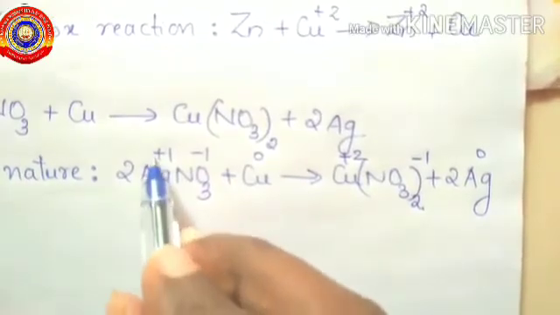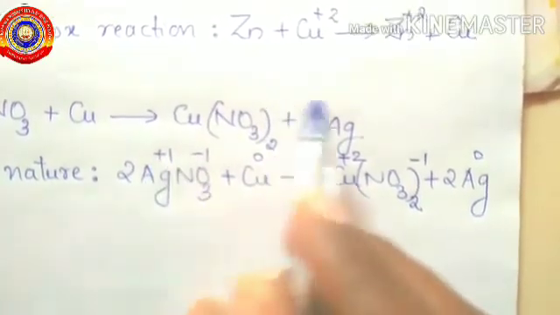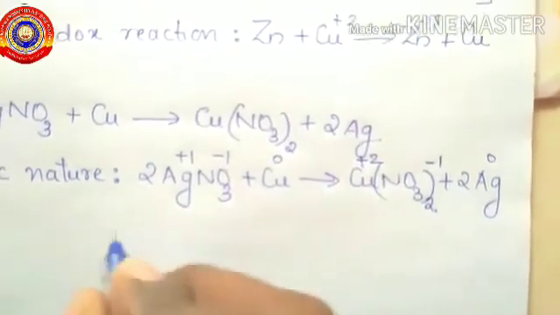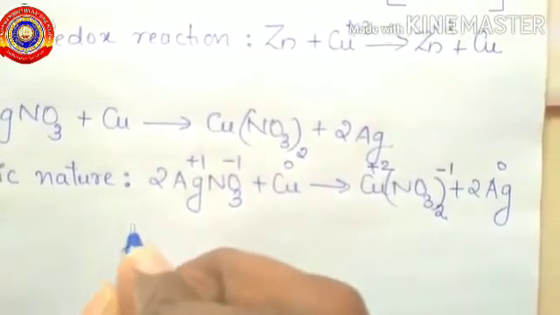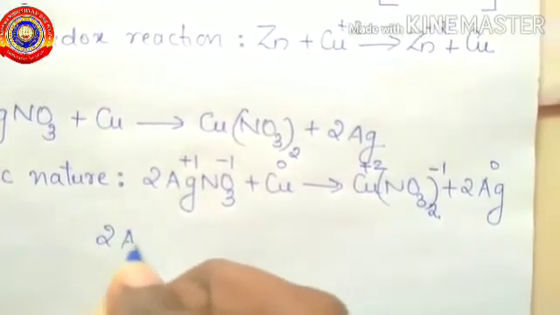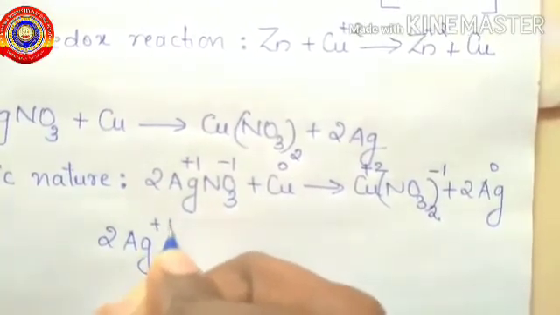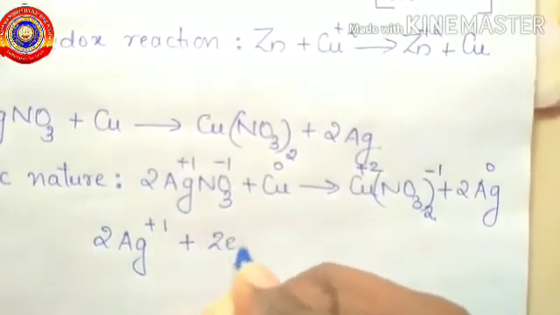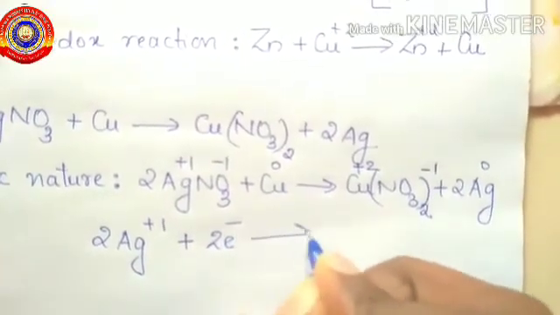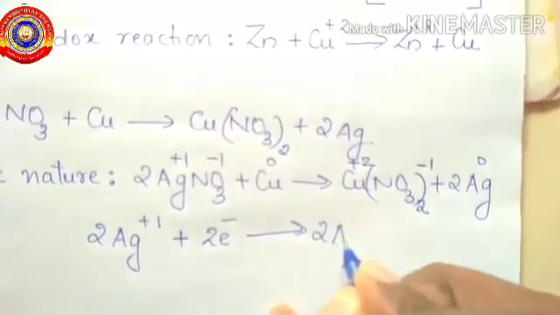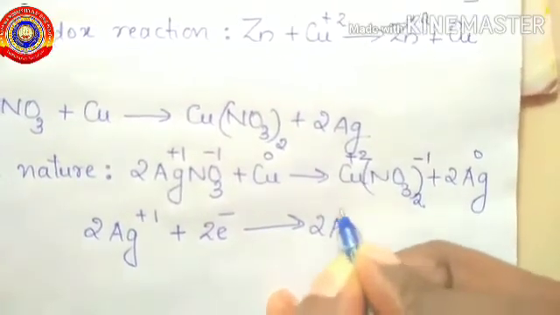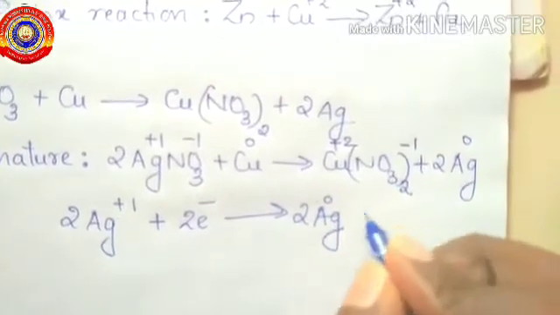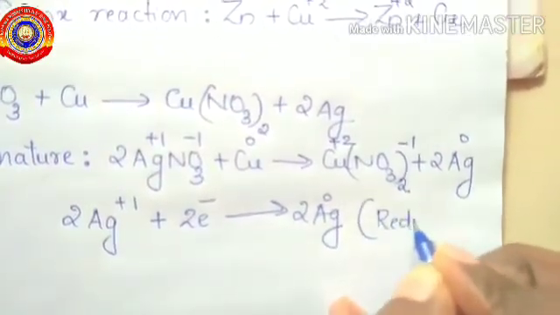Analyze the changes that happen to the silver and copper atoms. Silver, the number +1 changes to 0. That means the oxidation number decreases. So we can write the equation as 2Ag +1 plus 2 electrons gives 2Ag. Silver ion accepts 2 electrons donated by the copper atom. So this equation is a reduction reaction.